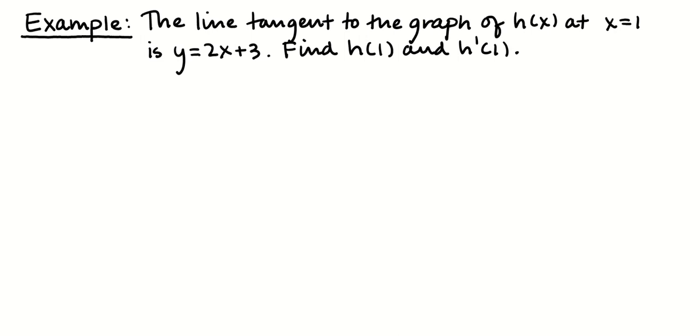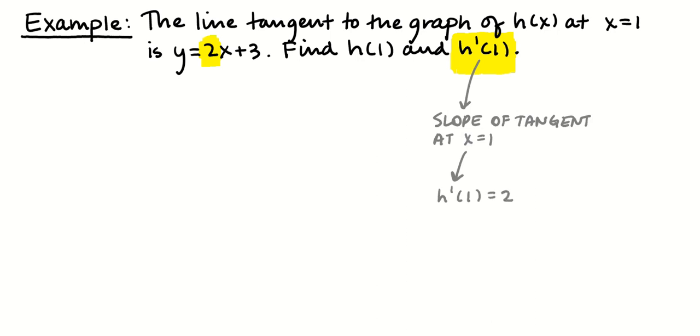The last example I've got for you in this video is really just back to what we mean by these function notations. What does h of 1 mean, and what does h prime of 1 mean? Okay, and what does it mean for a line to be tangent to a graph? So we're going to start off with h prime of 1. H prime of 1 is code for the slope of the line tangent to the graph of h at the point where x equals 1. But I know that the slope of that tangent is, I can see it. So I conclude that h prime of 1 is equal to 2.